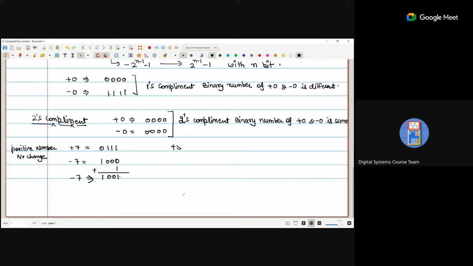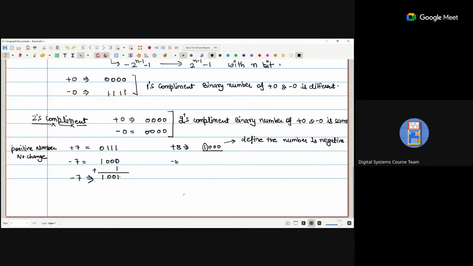Now similarly for plus 8, 1 0 0 0. Okay, so this is the problem. Plus 8 is a positive number, so no changes. Now from this number we can see that the MSB is 1, which defines that the number is negative.